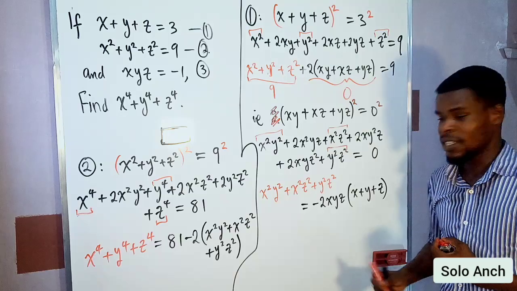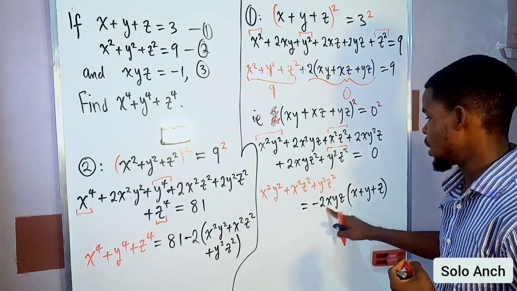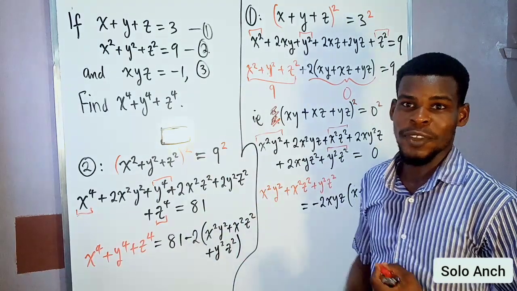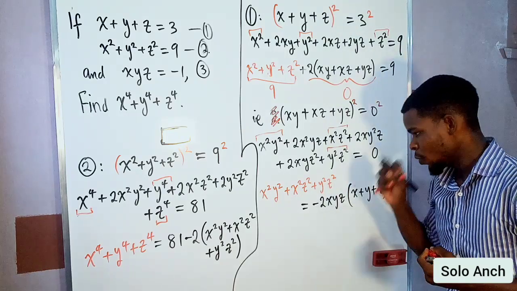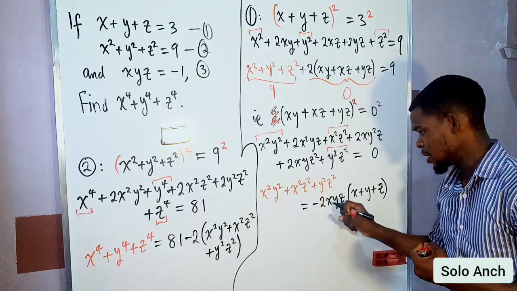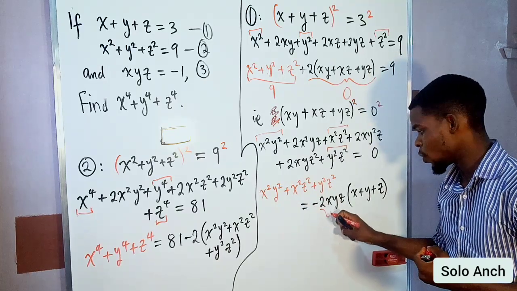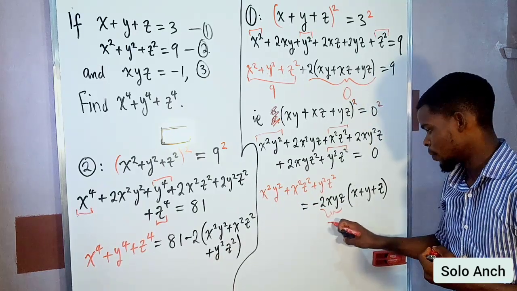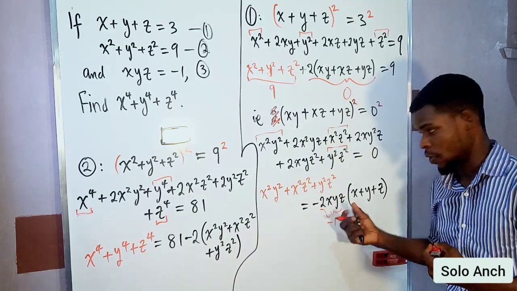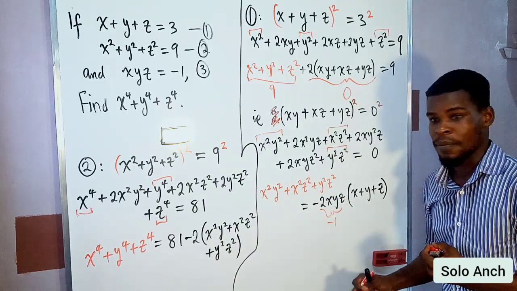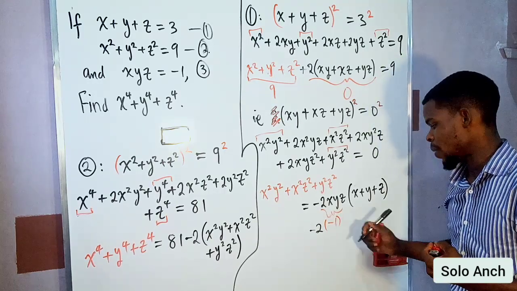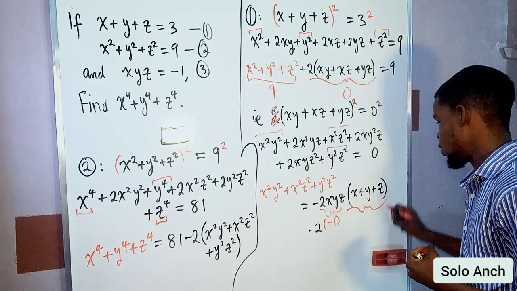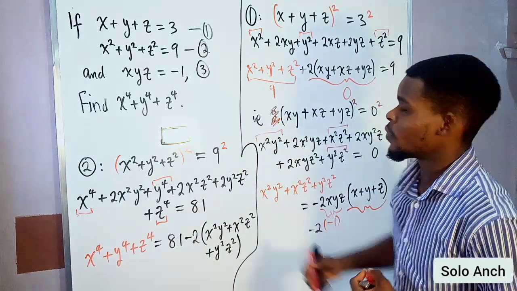But do we know what this is? Well, take note that from equation 3, xyz is minus 1. Of course, we've not used equation 3 since we started, so we have to make use of it, right? So this tells us that xyz is minus 1. We multiply minus 1 by minus 2, so this is minus 2 times minus 1. And then this bracket, this sum of three things, is given as 3 from equation 1.